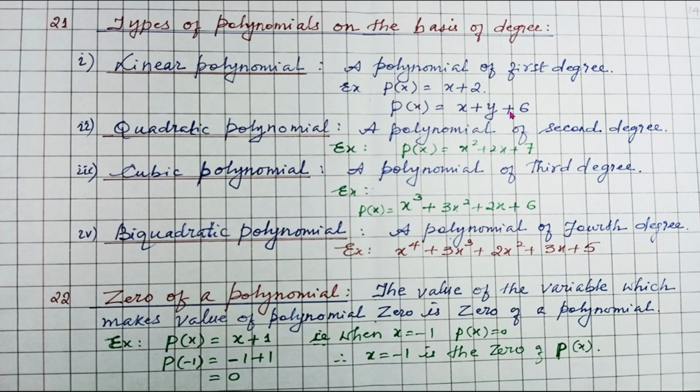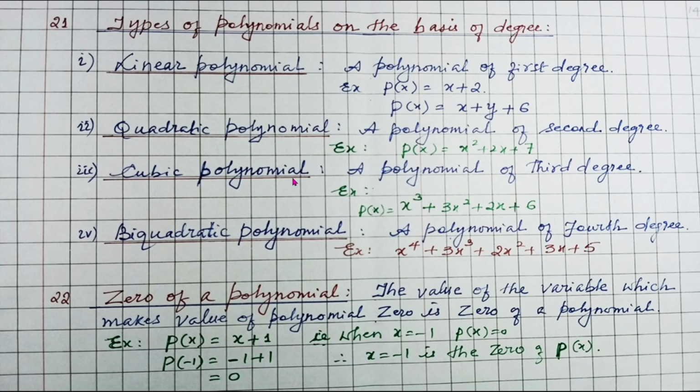P of x is equal to x plus y plus z is also a linear polynomial, although there are two variables here, because the degree is 1. This is a linear polynomial in one variable. This is a linear polynomial in two variables. A polynomial of second degree is called a quadratic polynomial. Example here, x square plus 2x plus 7 is a quadratic polynomial because the degree is 2.